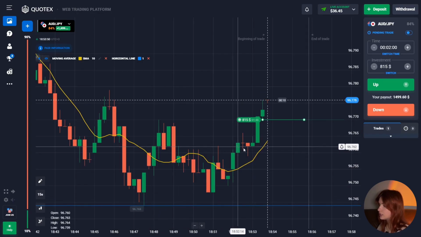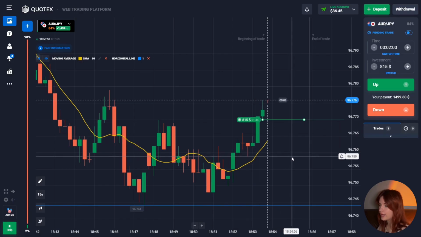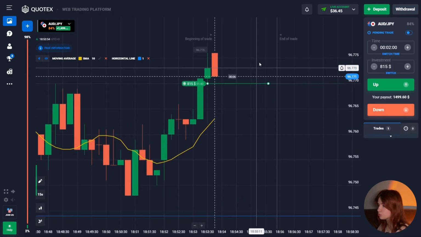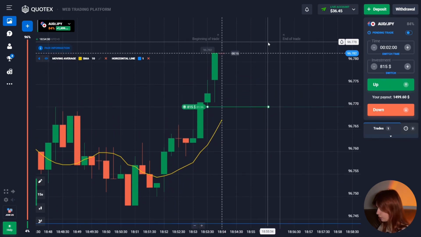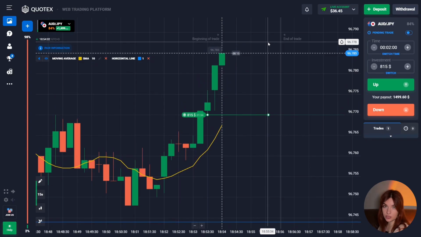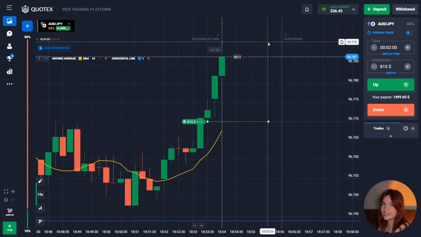So this indicates that the price has good potential for growth, and I believe that it will continue to rise in the near future. As you can see, the price is already showing a significant growth. So guys, let's wait for the end of our deal.